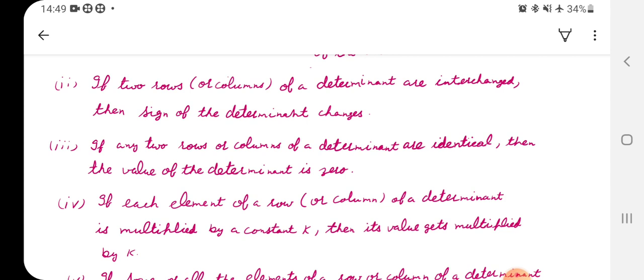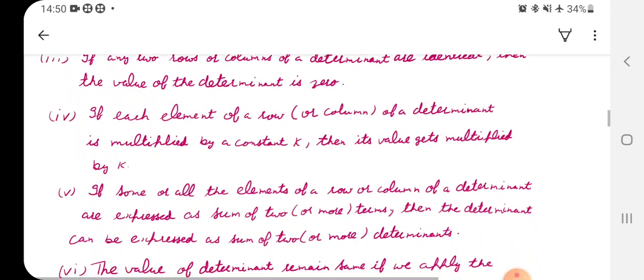Now the fourth property: if each element of a row or column of a determinant is multiplied by a constant k, that means I am multiplying one row or one column by k, then its value gets multiplied by k. That means the resulting determinant will be k times the original determinant. This is what your fourth property states.